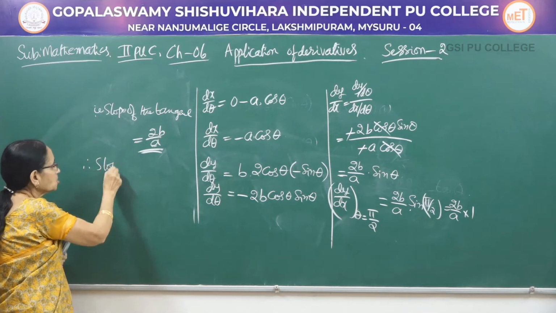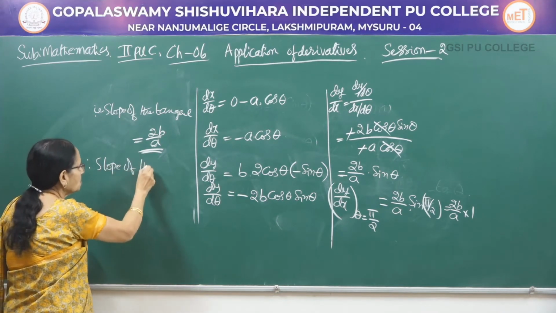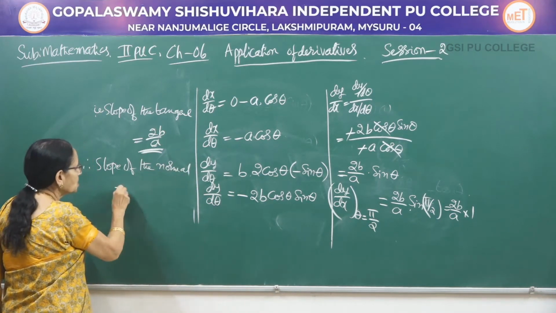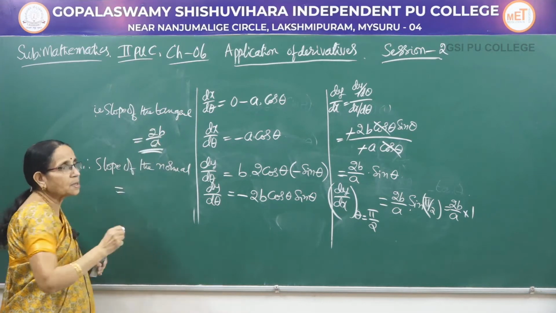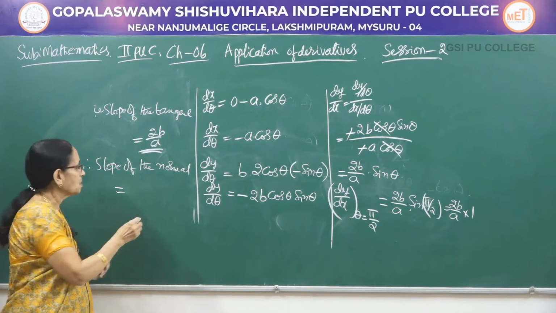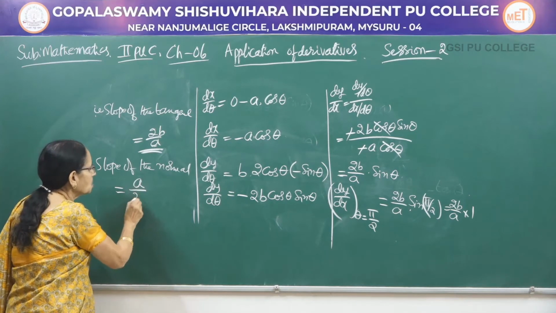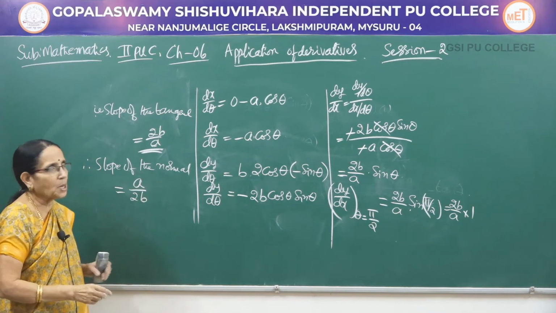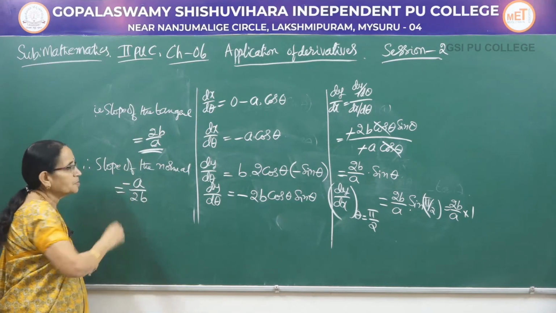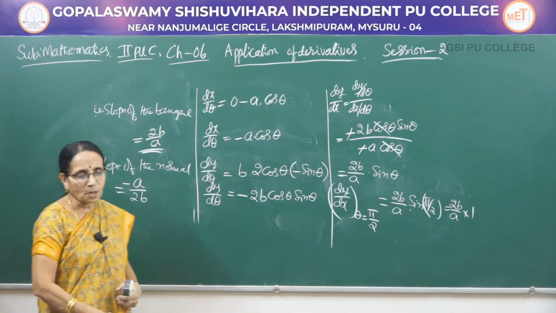Therefore, the slope of the normal, what is the procedure I have told you? First write the reciprocal. Reciprocal means numerator, denominator, they have to be interchanged. So it becomes a by 2b. Now you have to change the sign. This is plus and this becomes minus. So what is the slope of the normal here?